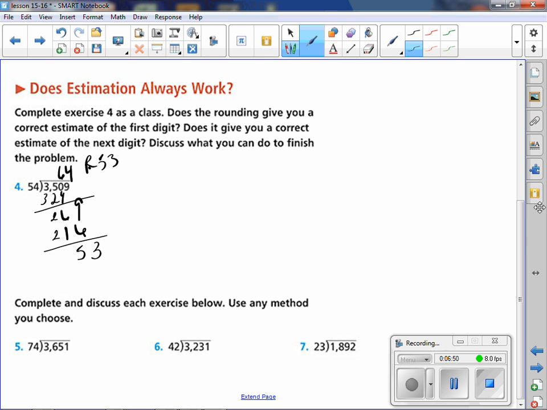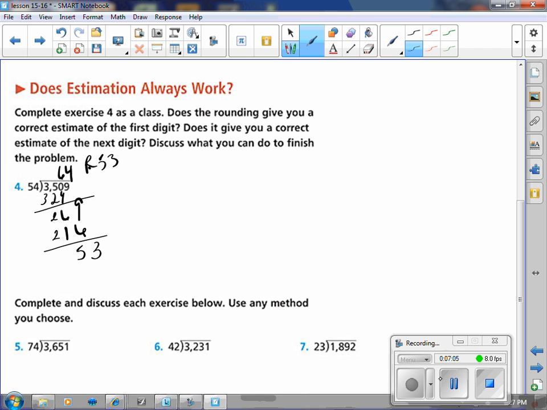I want you to pick one of these next 3 problems to try out, and then you're going to come back tomorrow and discuss them at your table group. How many do you have to do? Just one. 5, 6, or 7, and then we'll go over these with your table group tomorrow.